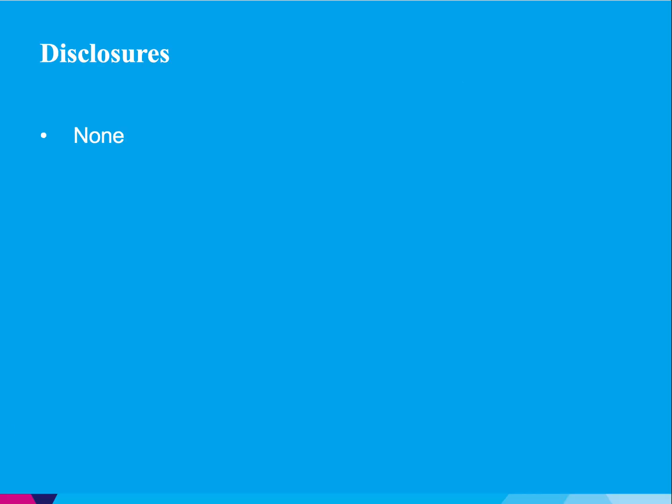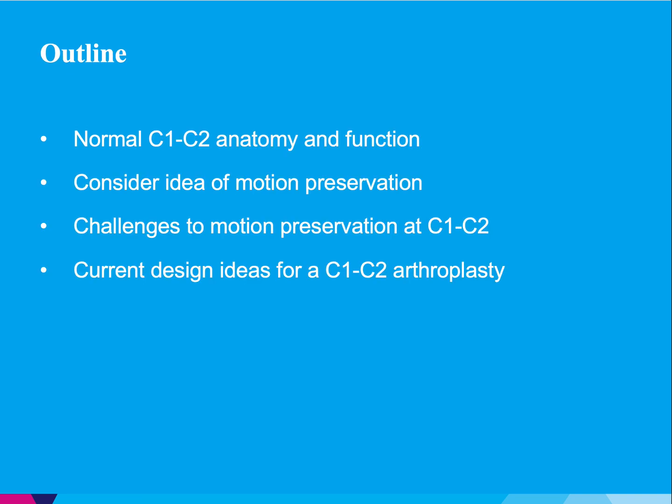To begin, I have no disclosures to report relevant to this talk. As a brief outline, we will look at the normal C1-C2 anatomy and function. We will consider the idea of motion preservation, what that means, and in what scenarios we've been able to achieve that. We'll also look at some specific challenges to motion preservation at C1-C2, and current concepts and designs that have already been suggested for performing a C1-C2 arthroplasty.